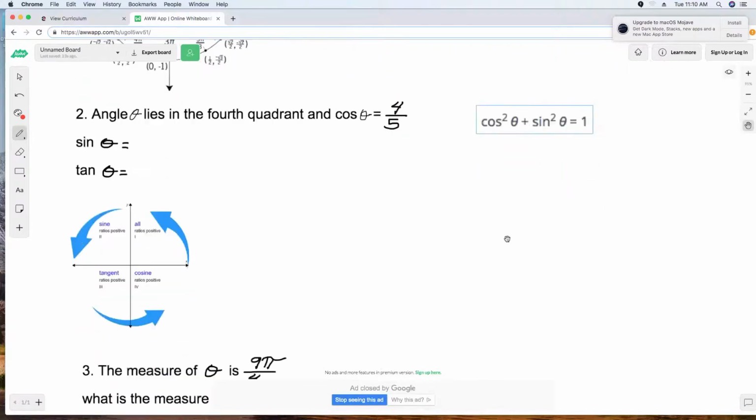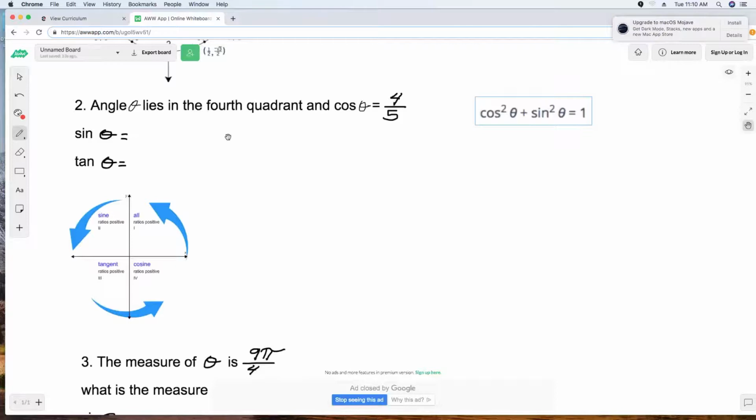This is kind of a tricky one. It says angle theta. Theta is just a Greek letter, it means angle. Angle theta lies in the 4th quadrant, and cosine of theta is equal to 4 over 5. You need to give us the sine of that angle and the tangent. Now, what does that even mean?